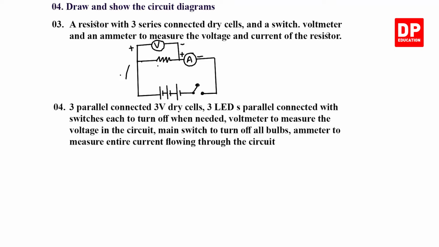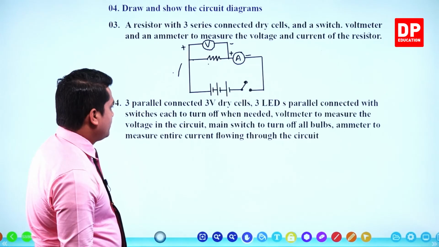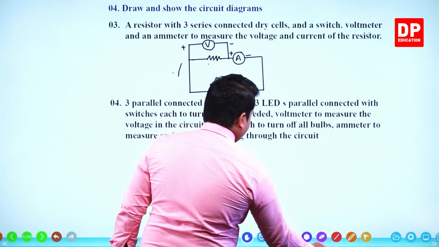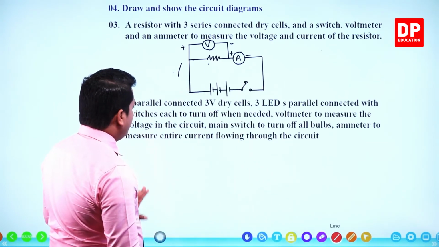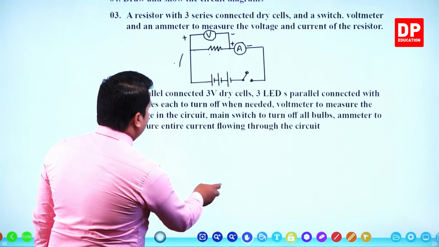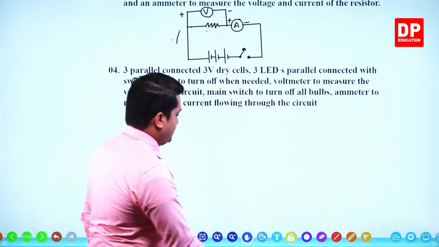Next one, number 4. 3 parallel connected 3 volt dry cells, 3 LEDs parallel connected with switches each to turn off when needed. Voltmeter to measure the voltage in the circuit, main switch to turn off all bulbs, ammeter to measure entire current flowing through the circuit. Right. 3 parallel connected 3 volt dry cells. So I'll take the slide somewhat up, will be needing somewhat more space here.